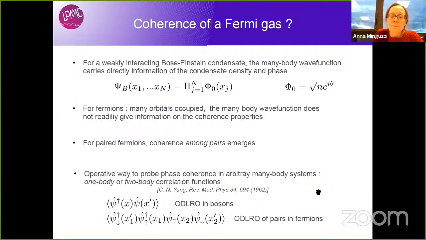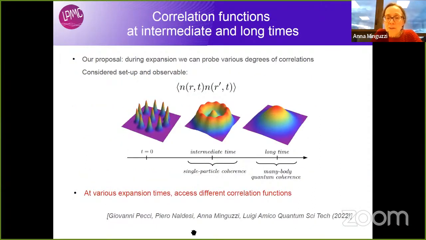So we have to find a way to probe this coherence. The most rigorous but also operative way to probe this phase coherence is to look at the off-diagonal long-range order of pairs. This was proposed by Yang back in the 60s. For bosons, it is enough to look at the one-body density matrix, so the two-point correlation, and for fermions, the four-point correlation or two-body density matrix, spin resolved, because to make a pair, we need a spin up and spin down. So this is the pair-pair correlation function. I will show you that it emerges from the expansion of this ring at large distances, while at intermediate expansion times, we access just the one-body coherence.